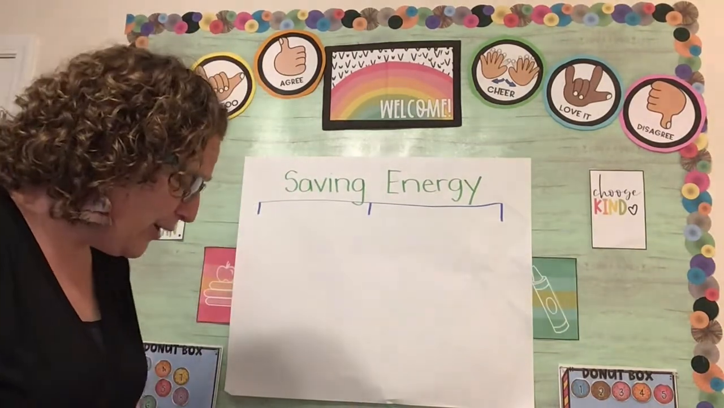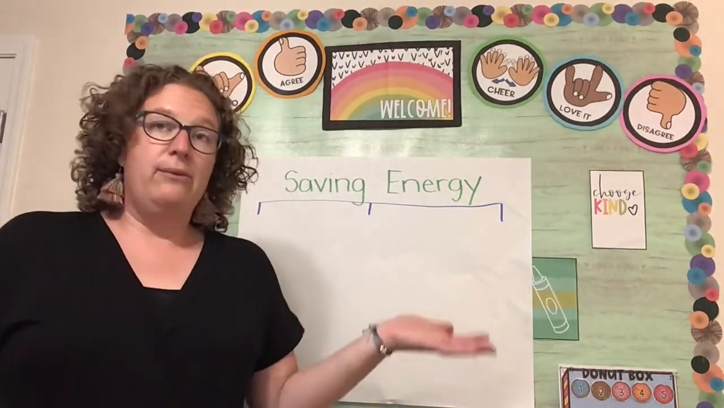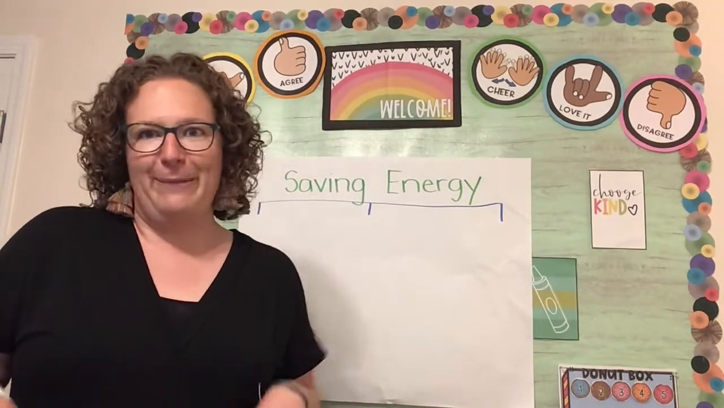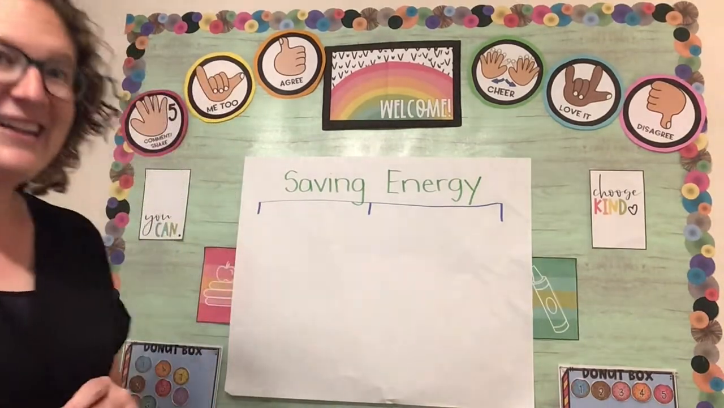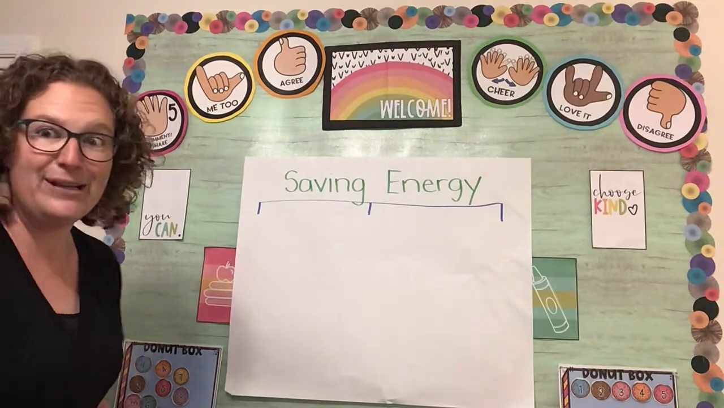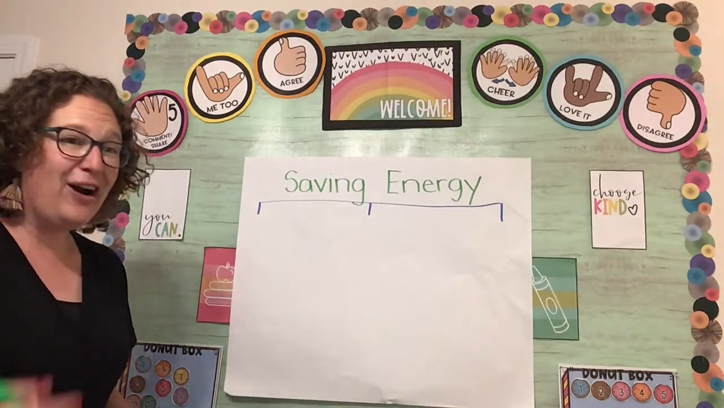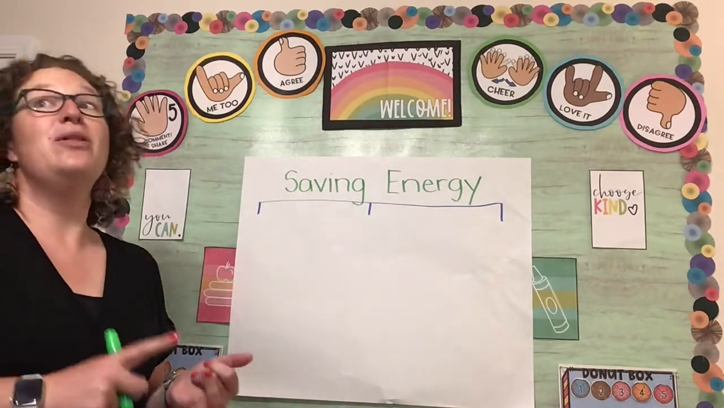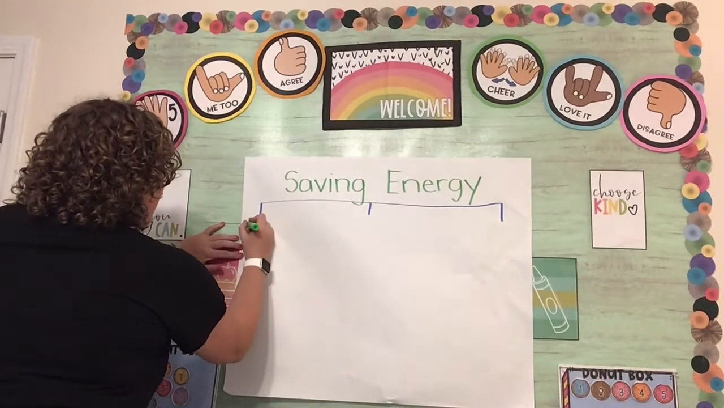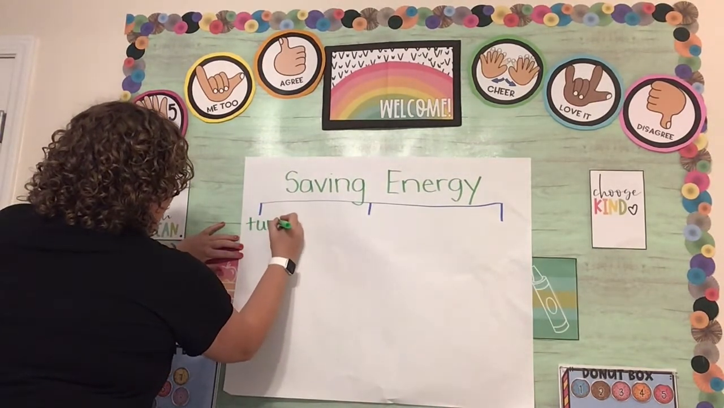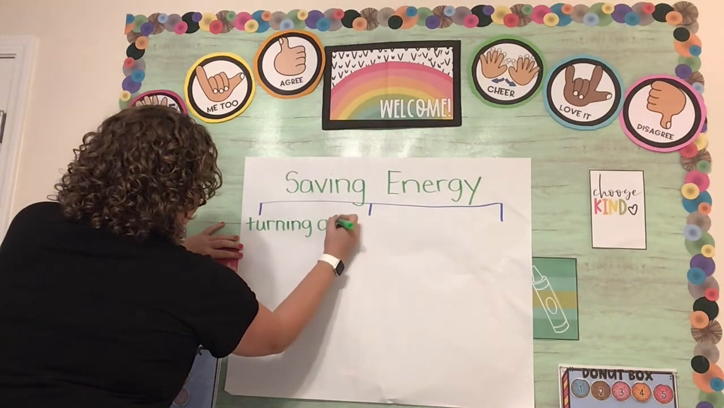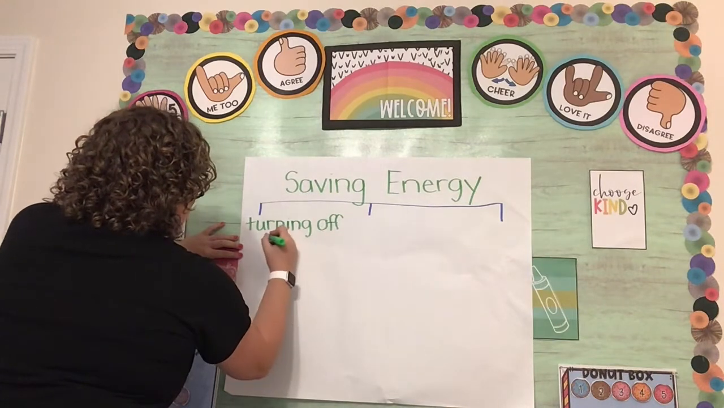So from our book, what was one way they talked about saving energy? Shout them out at me. Oh, I heard someone say turning off lights. That was one thing you can do, or turning off anything, from lights to the TV. So I'm going to write turning off things.